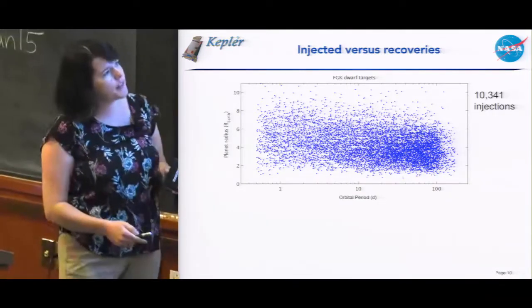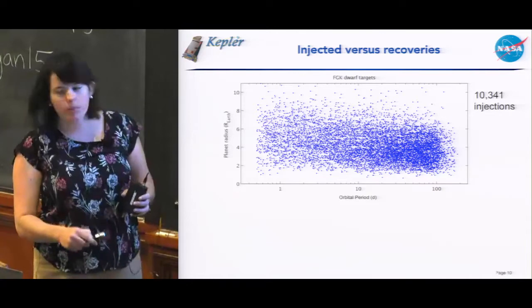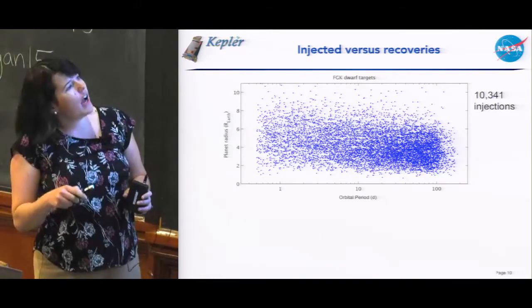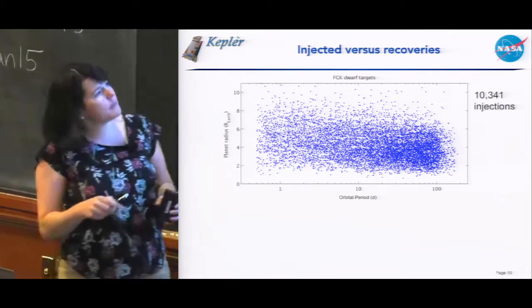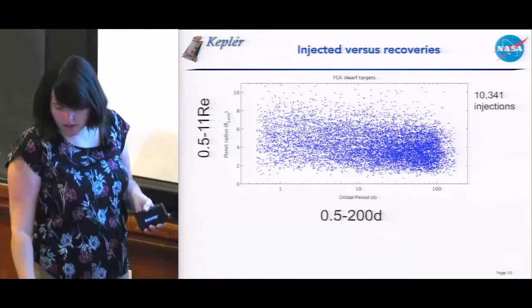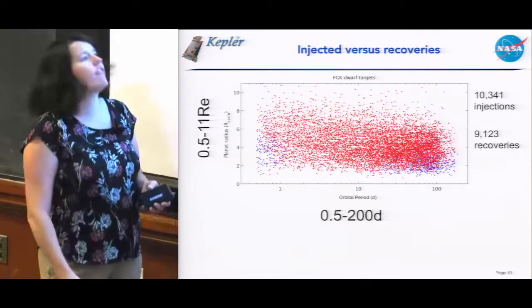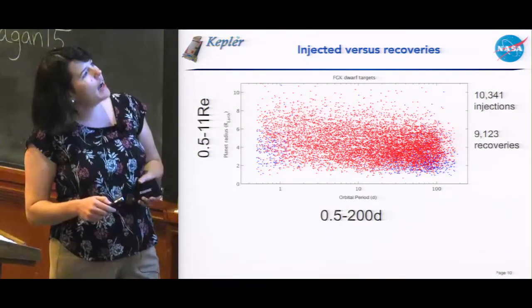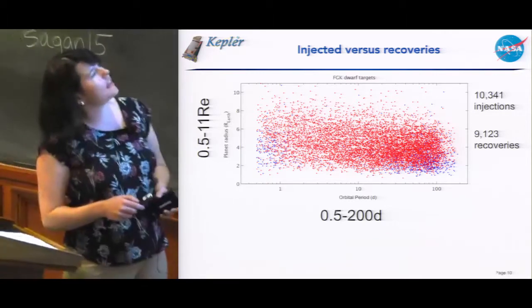So these are the injections. This is period, the orbital period of the planet that I injected. This is radius, the radius of the planet that I injected. Across those 15 CCDs, we made 10,000 injections. And this is what we found. So we recovered 9,000 of them, which is fantastic. But when you look at it, you start to see some things.